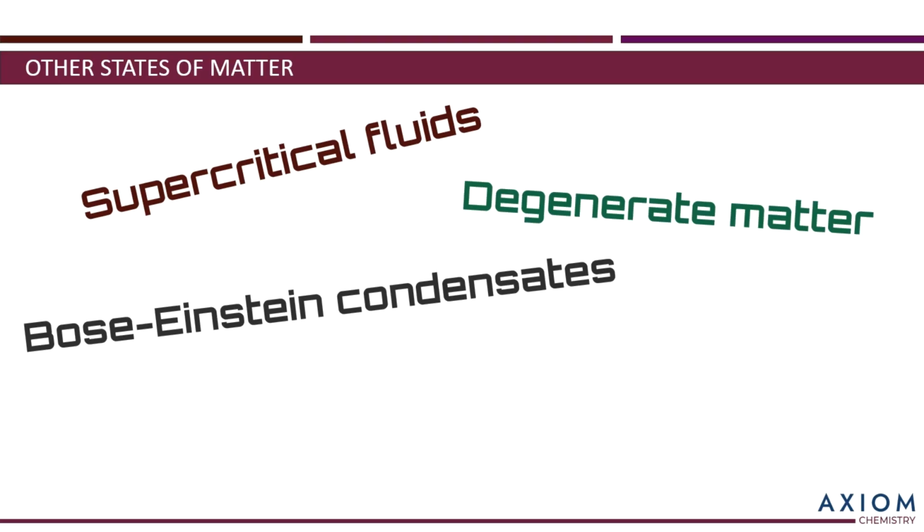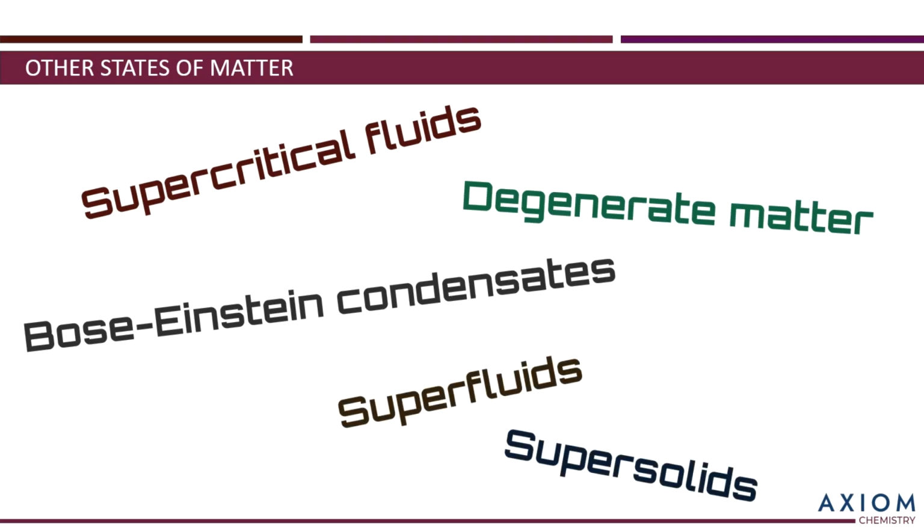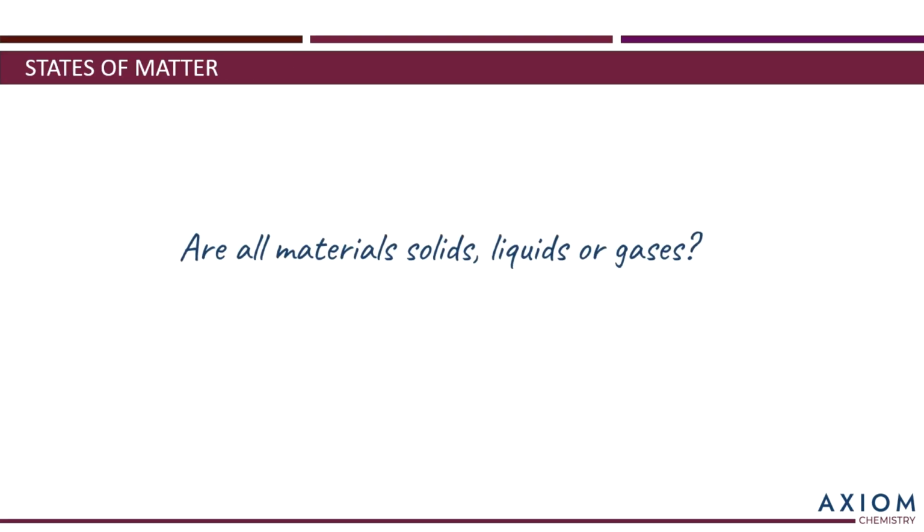There are some other weird and wonderful states of matter, such as superfluids and supersolids, but we're not going to be discussing any of these in Axiom Chemistry, because pretty much everything you'll ever see will either be a solid, a liquid, or a gas. And that's why they're the ones that we're going to be talking about in Axiom Chemistry. But the very quick answer to the question, are all materials solids, liquids, or gases, is of course no.